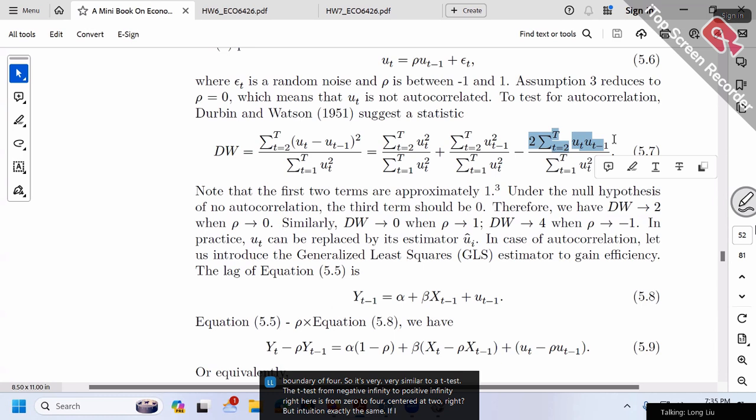If I were Durbin or Watson, if I invented this test, I would simply suggest taking the DW value minus two, so that the number is centered at zero again. I can scale the number so that the value goes from negative two to positive two, centered at zero again. But anyway, they didn't do that.